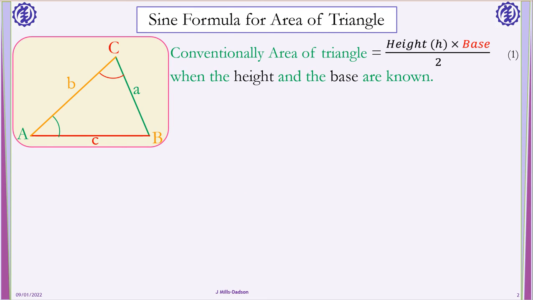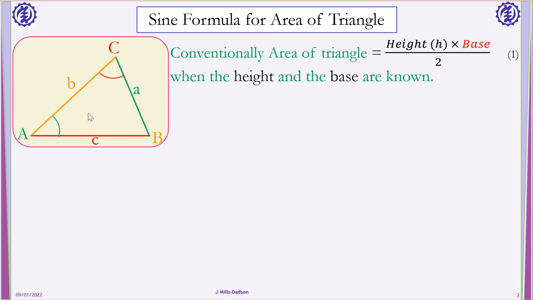Conventionally, we know that the area of a triangle is the perpendicular height times the base. So like this triangle, if you knew the height, the area is just the height times the base, which is C. But what if the height is not given? There are other ways to work out the area of the triangle, and that brings us to the sine formula for the area of a triangle.